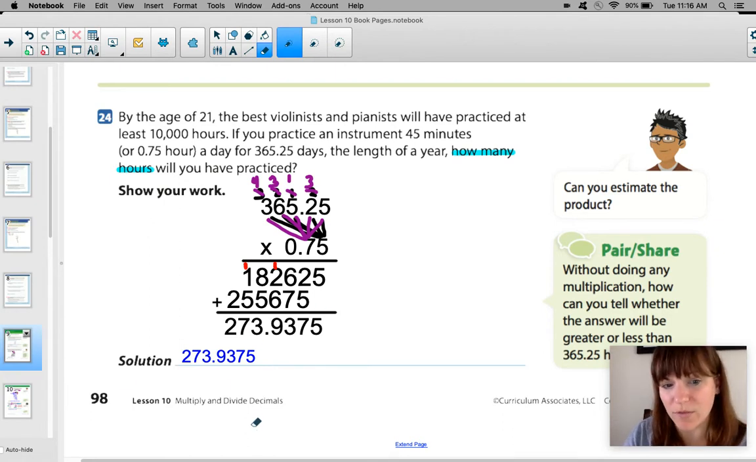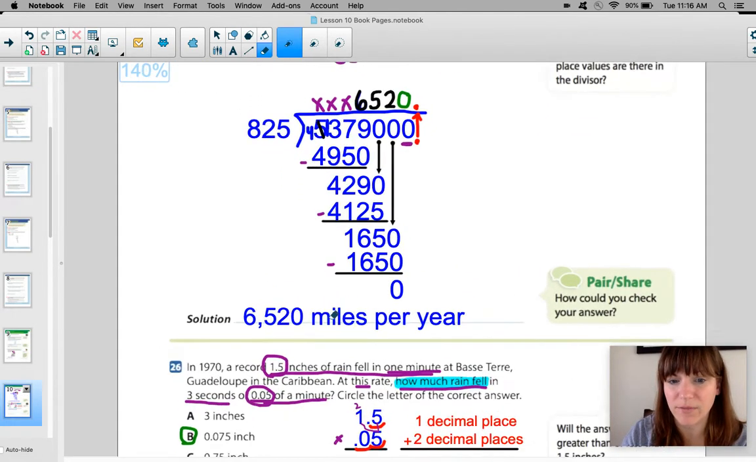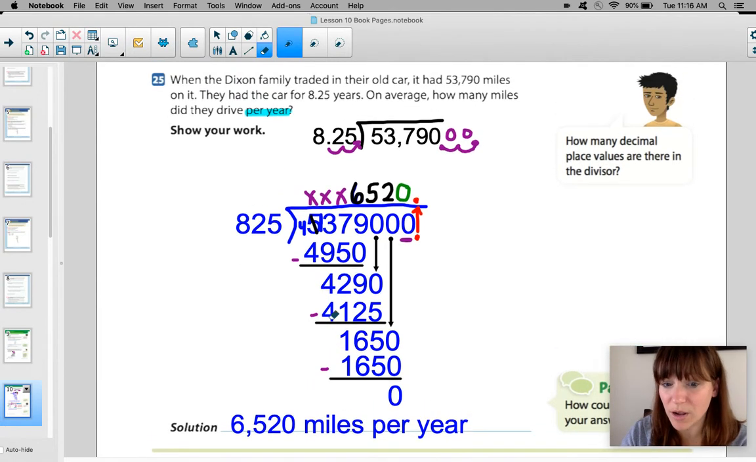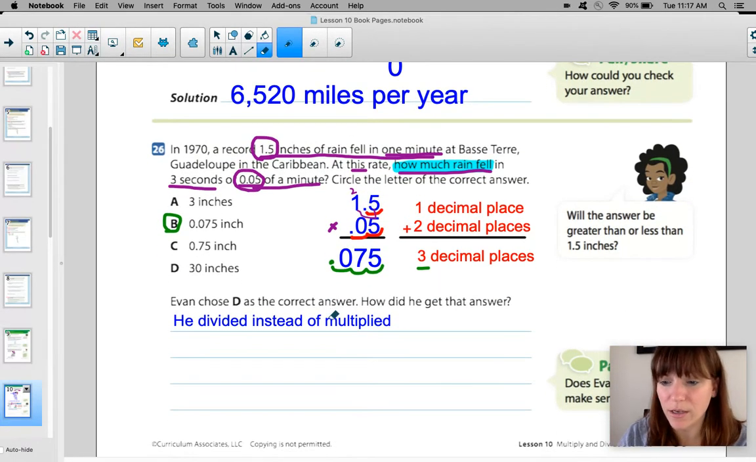So number 24, you can see right away, the answer when you multiply was 273 and 9,375 10,000ths. All right, so moving on, we have 6,520 for this division problem for number 24. We had choice B, as in Bobby, or 75 thousandths inch, and Evan was wrong because he divided instead of multiplied.